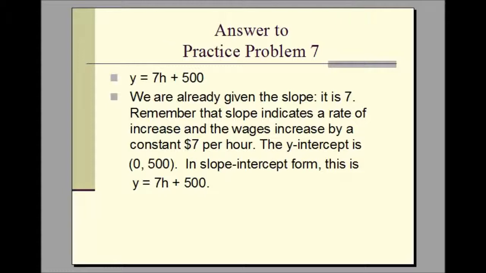We are already given the slope. It's 7. It's that constant rate of his hourly pay. Remember that a slope indicates a rate of increase, and the wages increase by a constant $7 per hour. The y-intercept is (0, 500), because when he's worked for 0 hours, he already has that $500 savings bond. In slope-intercept form, this is y equals 7h plus 500.